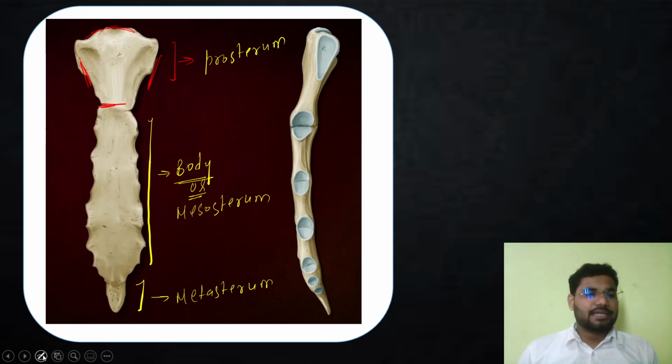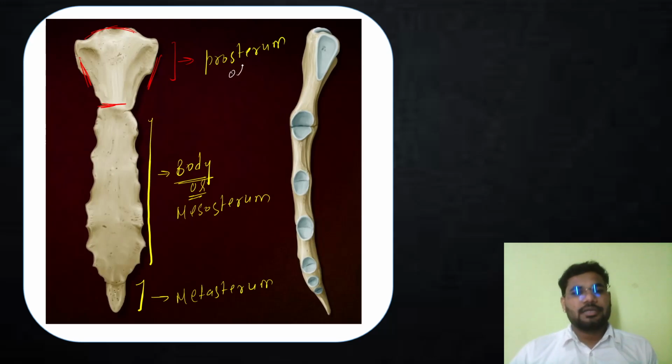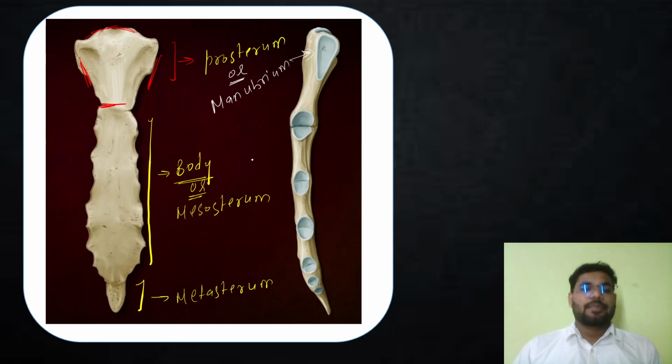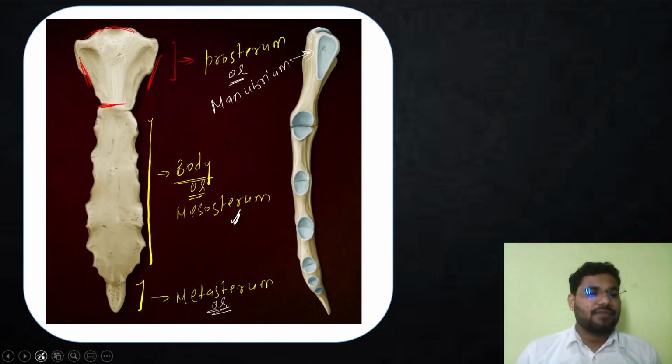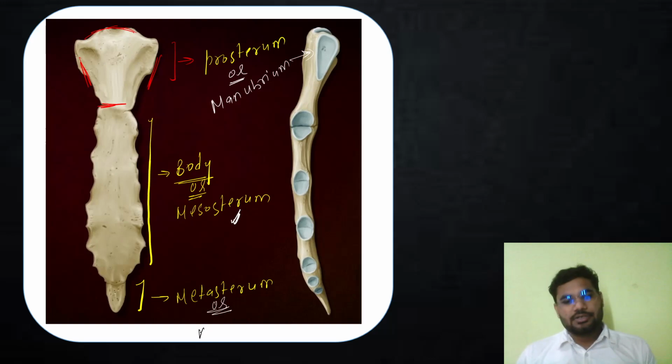There are some other names that are also assigned to these structures. The prosternum is also called the manubrium. I am talking about this structure directly. This is the body or mesosternum, okay. And the metasternum is also called the xiphisternum. Why? Because it is made up of xiphoid cartilage. Let me write it here. Xiphisternum.